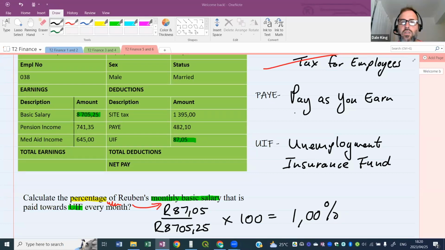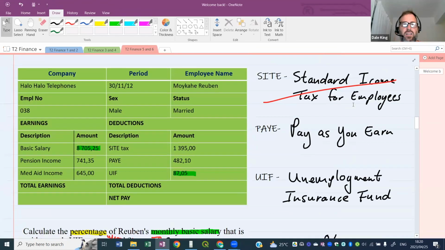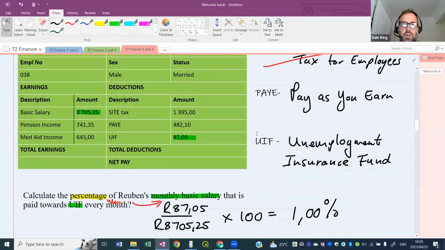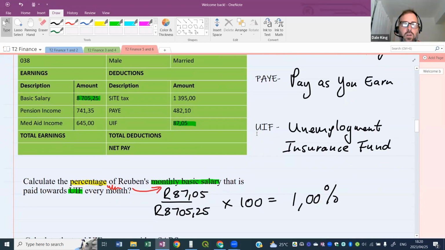Sorry, the top one was SITE, which is not really used in salary slips anymore, but there we go if you want them. So it's SITE, PAYE, and UIF. PAYE and UIF are the ones that we usually work with. So don't worry about SITE too much. You're not going to see that on a salary slip. All right. Okay, so there we go.